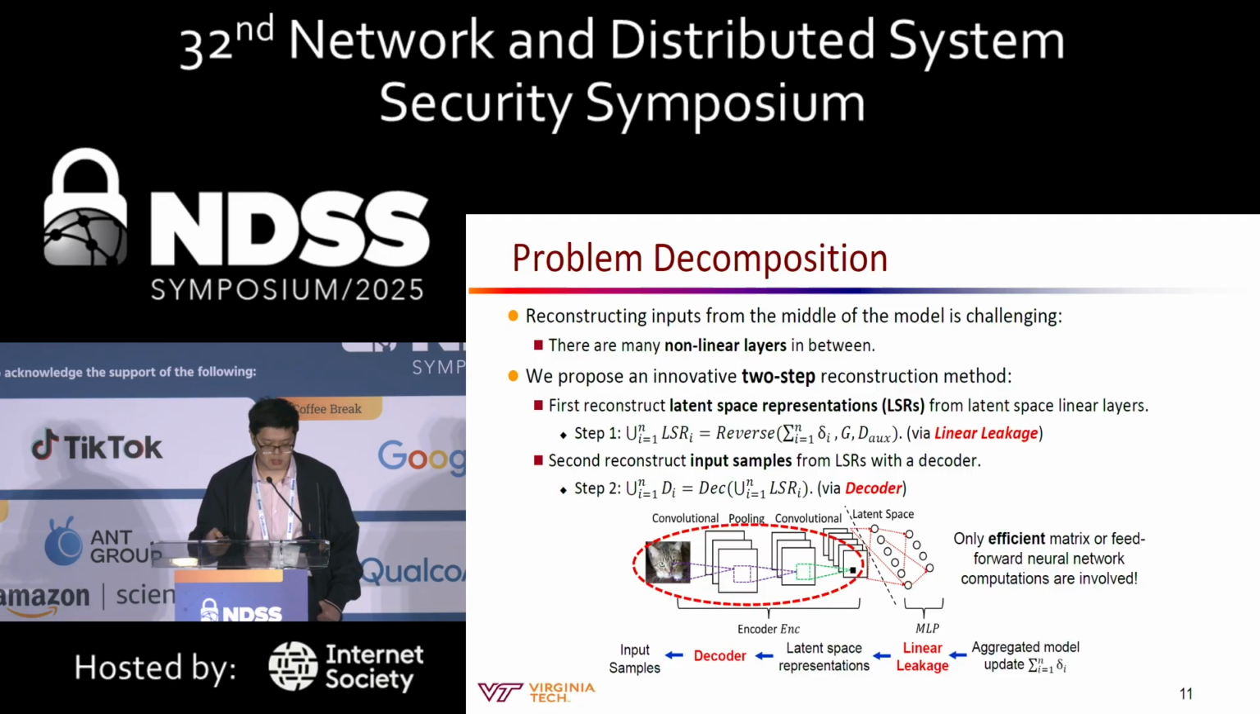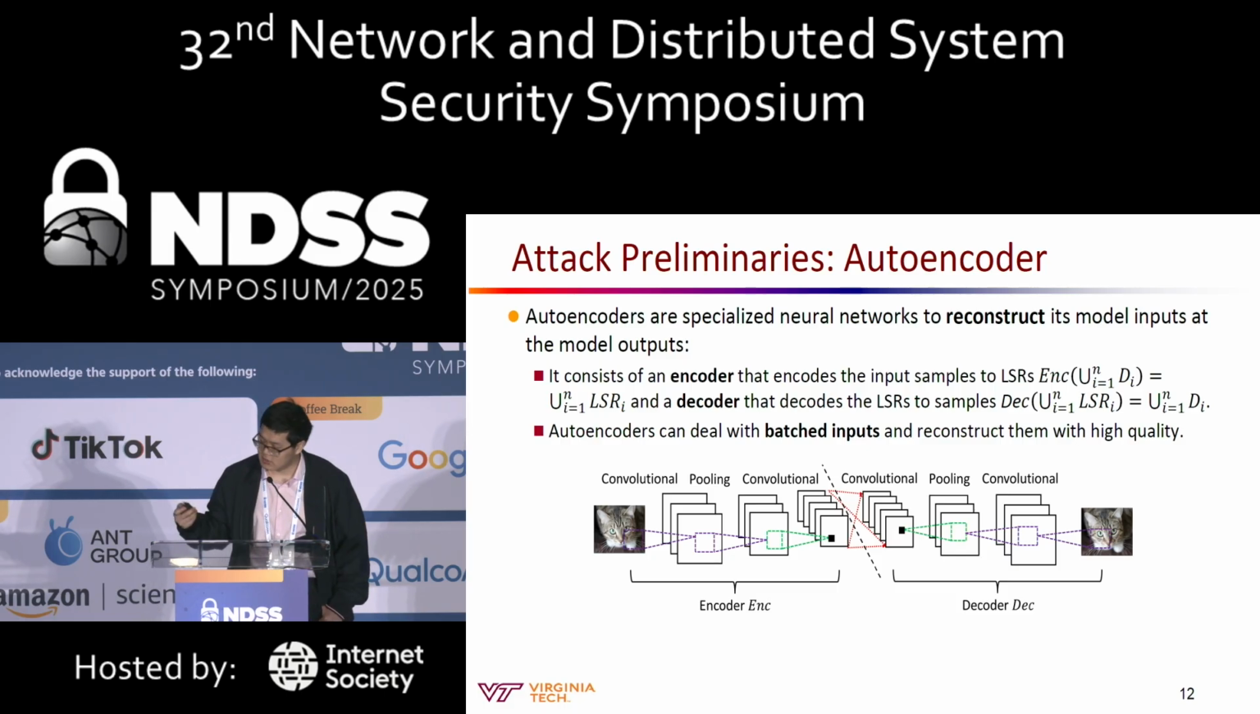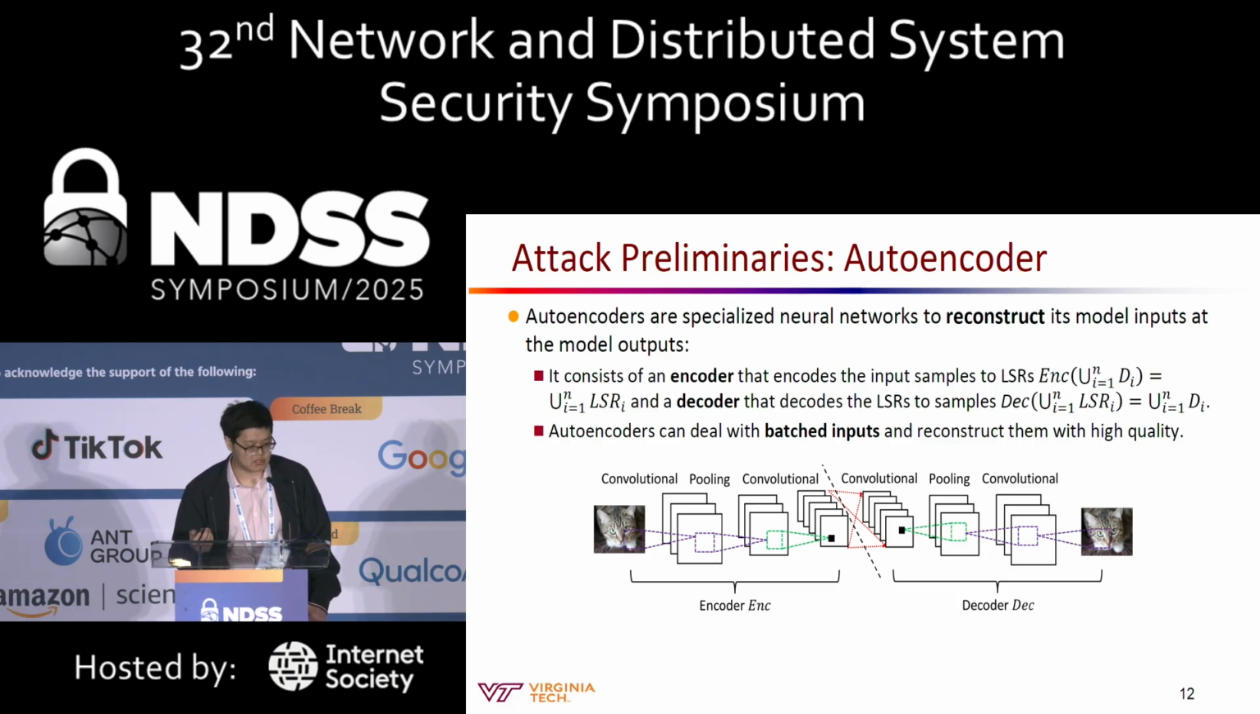And basically, it works like this. You start from the aggregated model update, you use a linear leakage to gather representations, and then use a decoder to help you generate the input samples. And this is like the autoencoder stuff. So I'd just like to have a quick revisit of it. It consists of an encoder and a decoder, and it can help you deal with batch inputs and reconstruct them at the output side.